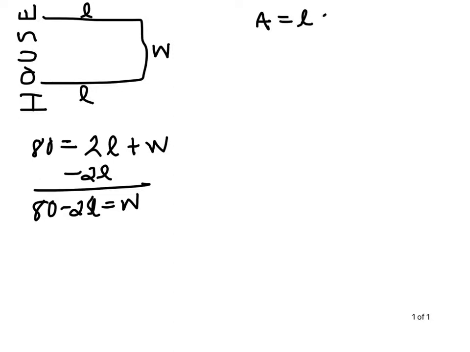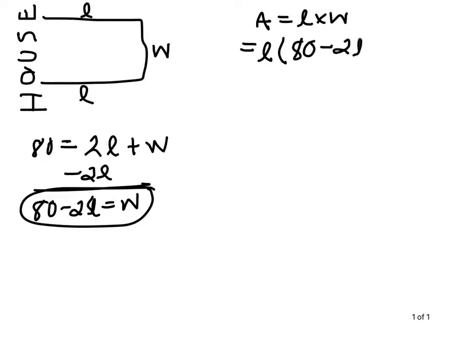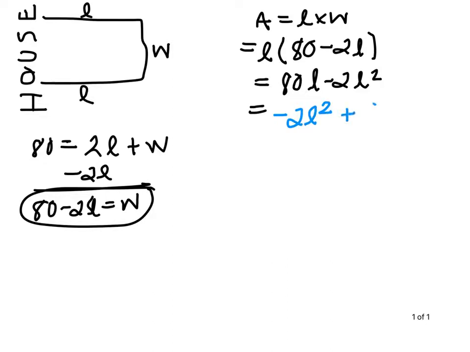So area, length times width, and we go ahead and substitute in this 80 minus 2L equals W for W. So we get this is equal to L times 80 minus 2L. And then we can go ahead and distribute and solve. So we get 80L minus 2L squared. Go ahead and rearrange it so that you get it in the same order that you would have like quadratic formulas. So we have negative 2L squared plus 80L.